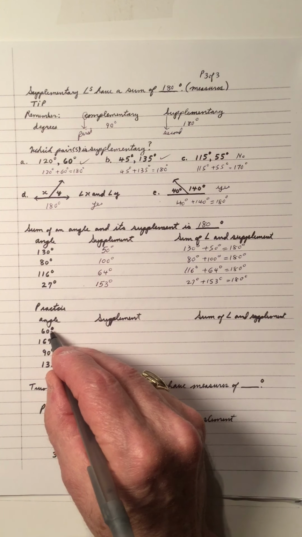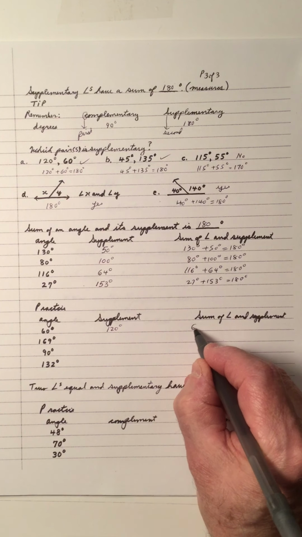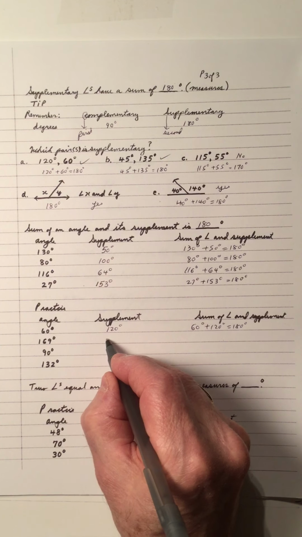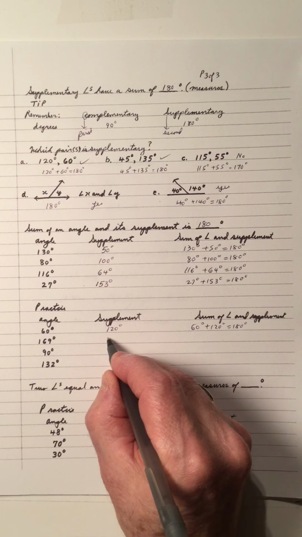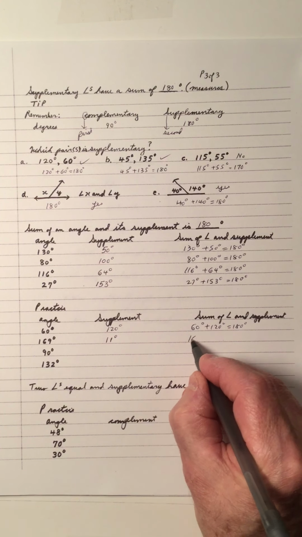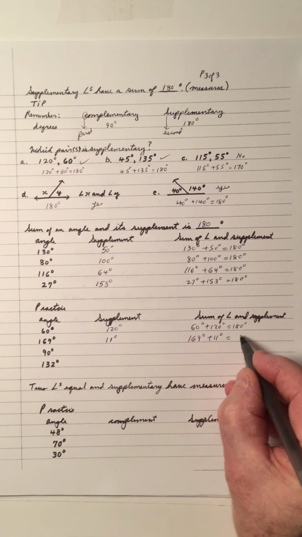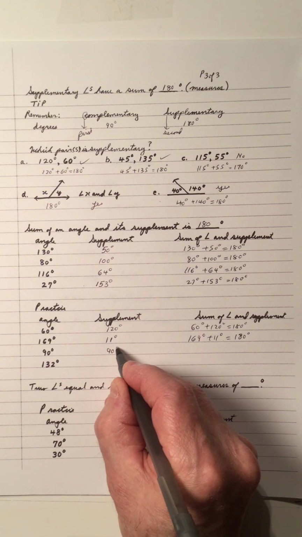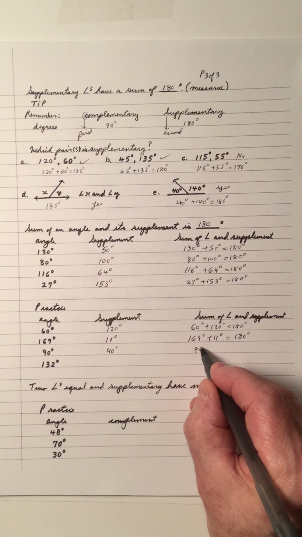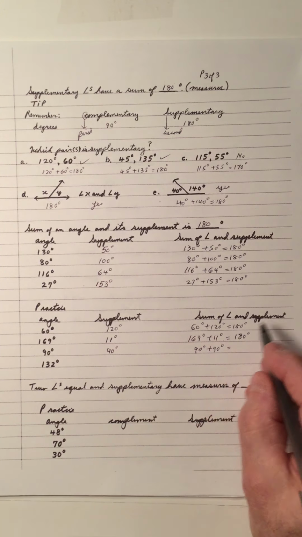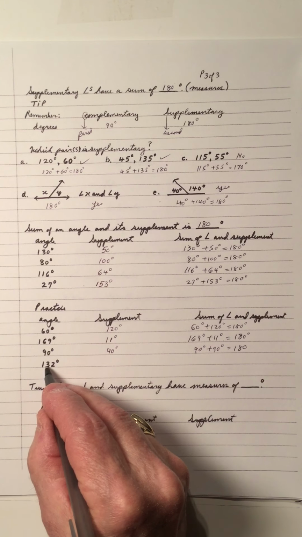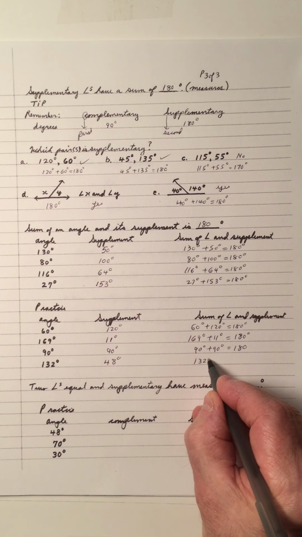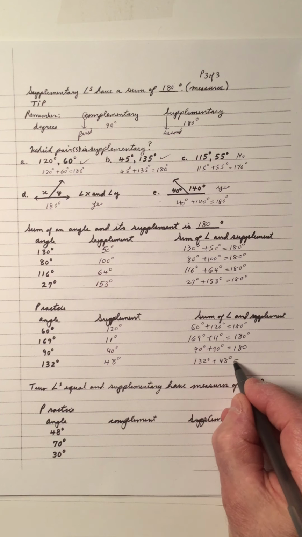Supplement of 60: 180 subtract 60 is 120, so 60 plus 120 gives you 180. 169 taken away from 180 is 11, so 169 add on 11 degrees gives you 180 degrees. 90: 180 take away 90 is 90, so 90 plus 90 is 180. 180 subtract 132 is 48 degrees, because 132 add on 48 gives me 180.